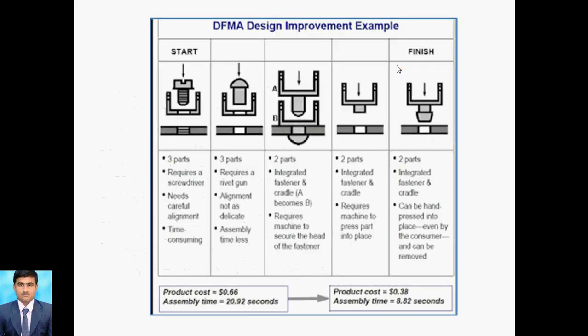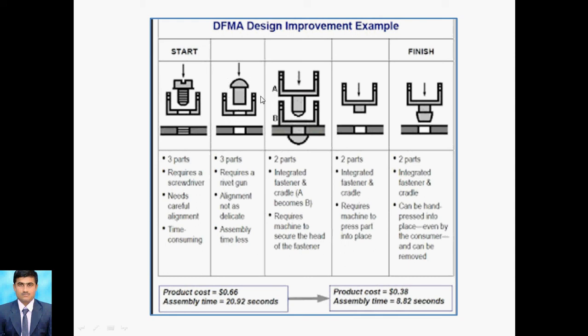Now we will discuss some case studies. The first case study, in the first figure, requires three parts, and it requires a screwdriver, and it must be carefully handled for alignment, so it is time consuming. But here we can replace the screw by a rivet, but that requires a rivet gun. So this is the next requirement.